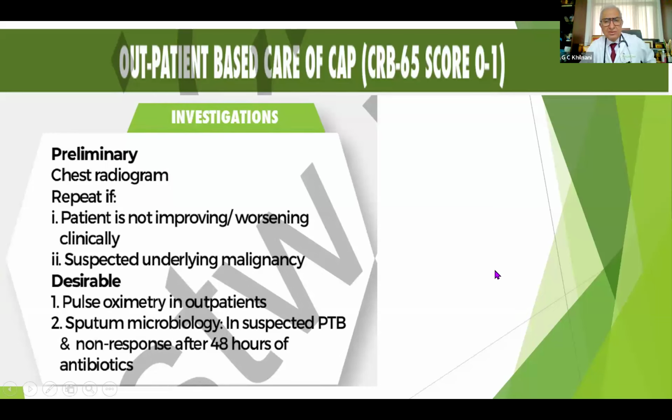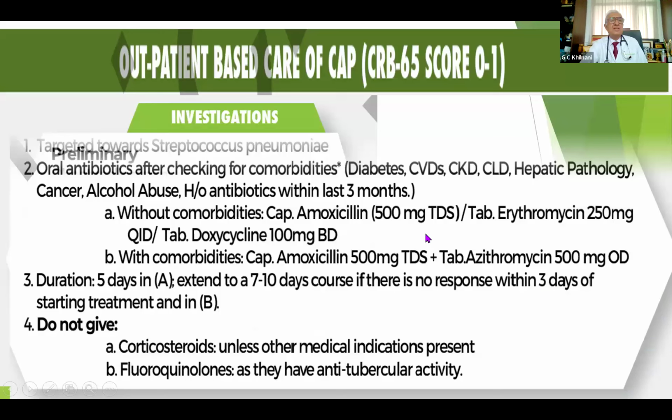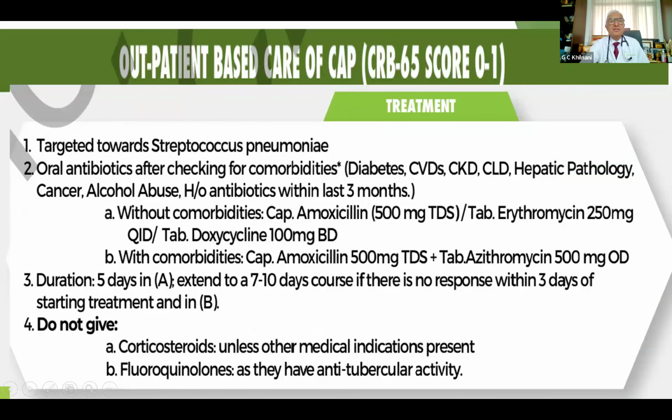Now, what investigation to do? If the CURB score is 0 to 1, you can do a chest X-ray. If there is a worsening, you can repeat it. If you are suspecting underlying malignancy, then of course further investigation should be done. If tuberculosis is suspected, then you have to do a sputum examination for smear and GeneXpert while giving antibiotics. Now, what should be the treatment?